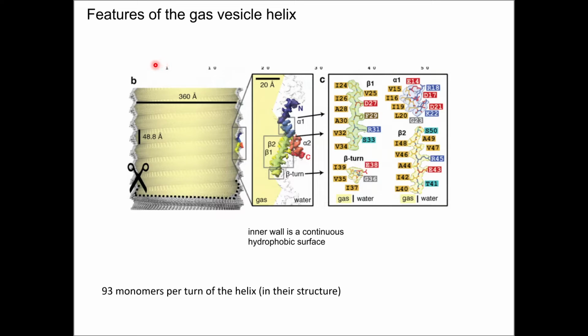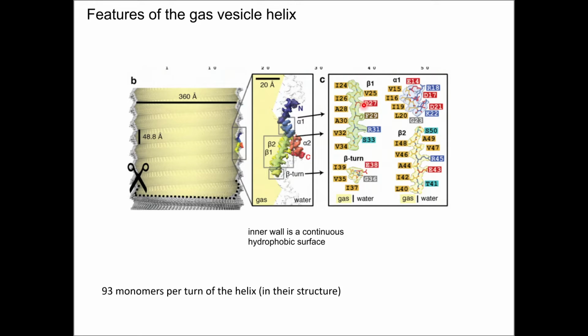They were curious about properties of the structure comparing the interior of the protein to the outside of the protein. So they noticed that basically every amino acid that points towards the center of the gas vesicle is hydrophobic, which would make sense for something that would be filled with gas.